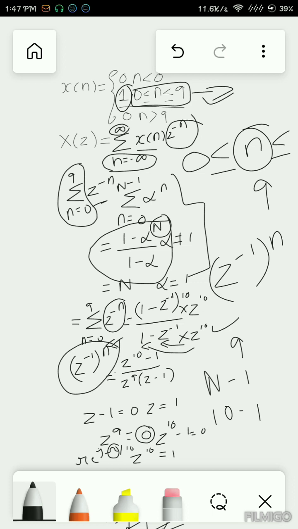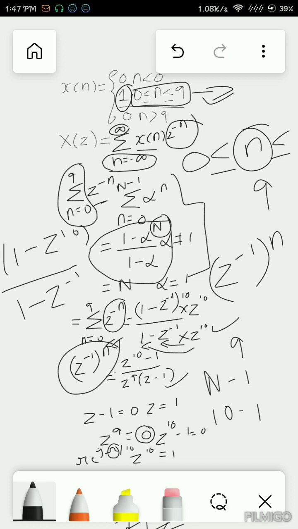And what did we do? You are going to get 1 minus z to the power of 10, divided by 1 minus z to the power of minus 1, and that is your alpha. This is alpha to the power of capital N. Now I just multiplied the numerator and denominator by z to the power of 10, and I got this resultant. And now I just need to find my poles and zeros.